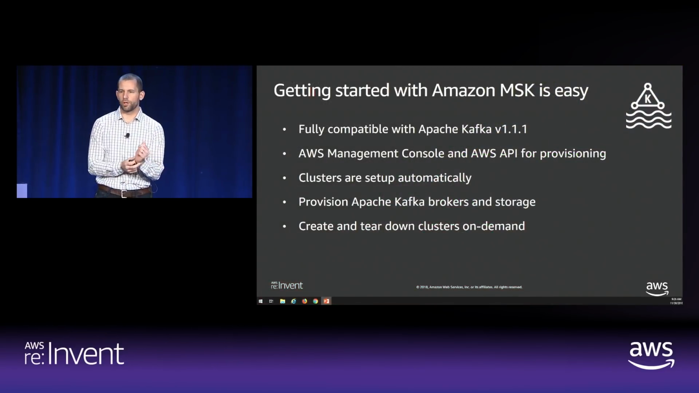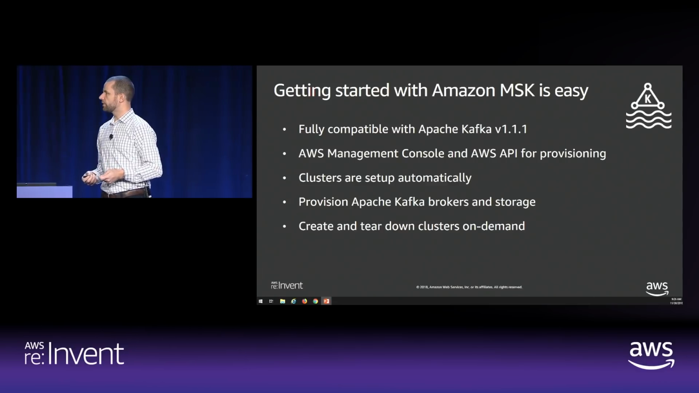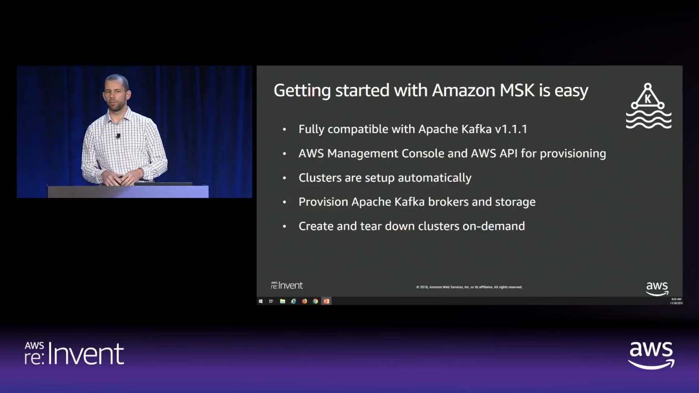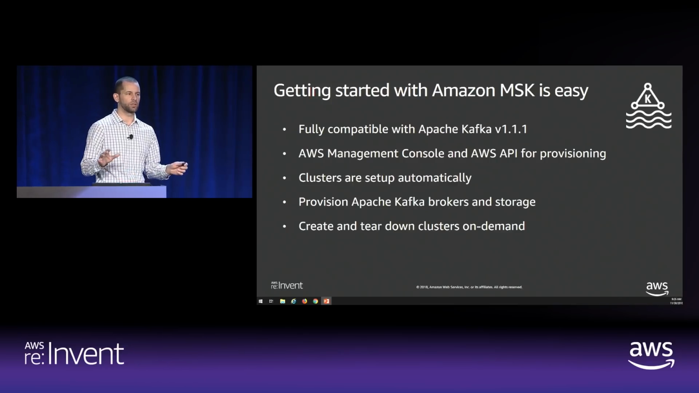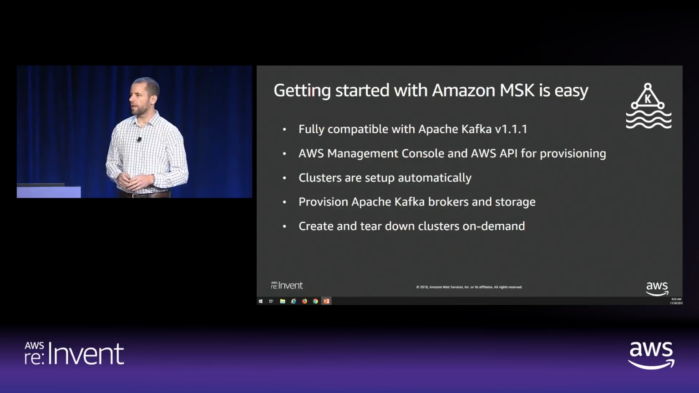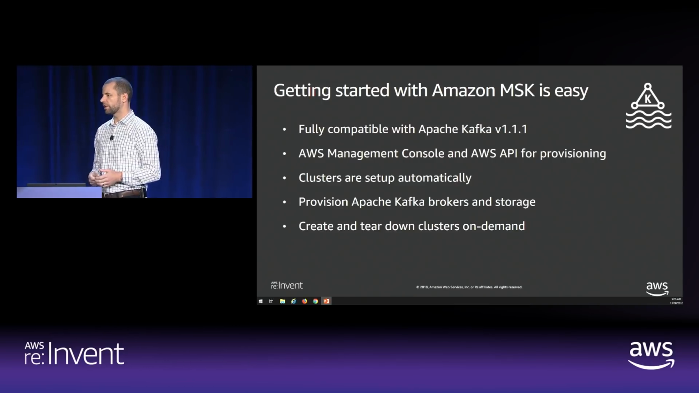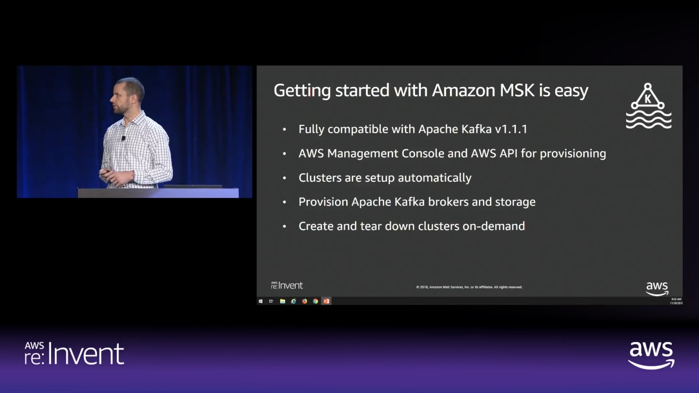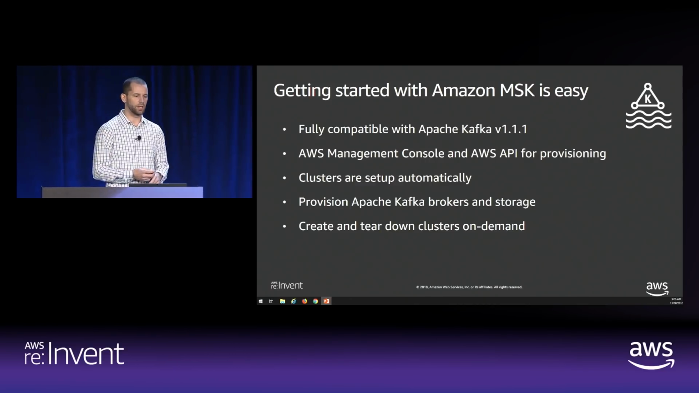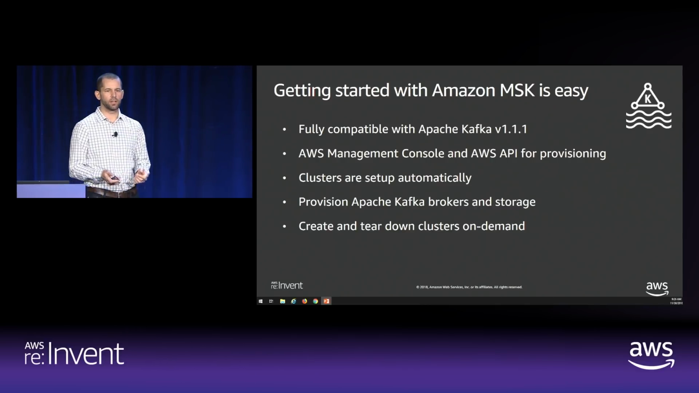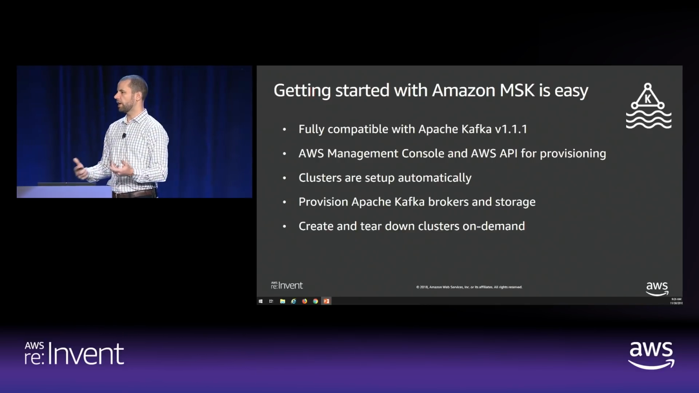Getting started with Kafka is easy because we take Apache Kafka version 1.1 and pre-install it on those brokers and set up Zookeeper automatically for you, so you don't have to worry about it. It comes with an API and a console for provisioning the cluster so that you have fine-grained control over resource management and a really easy to use mechanism for it. Clusters are set up automatically. It'll take a few minutes, but we'll get those clusters up and running for you.